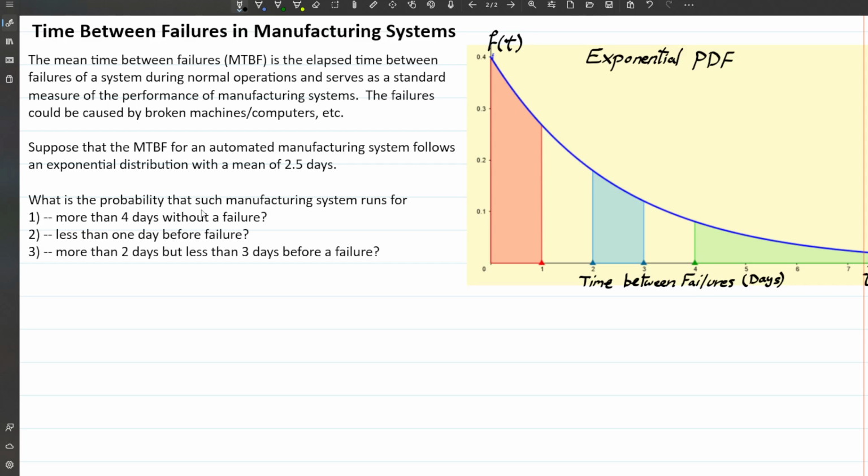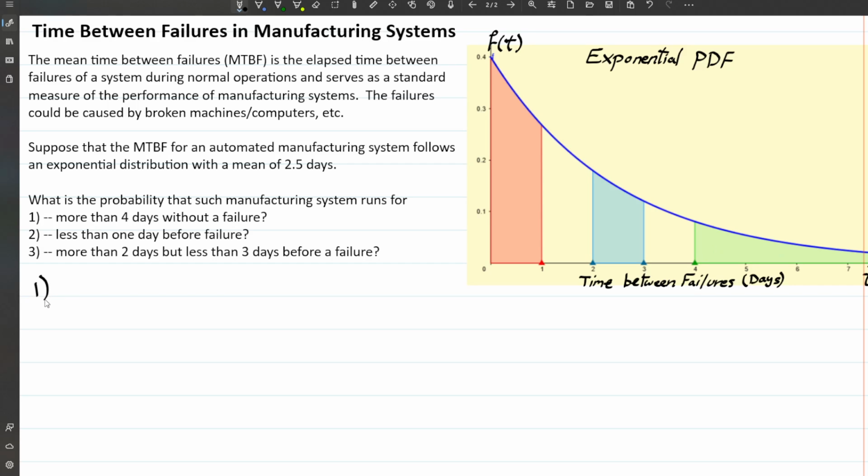What is the probability that such a manufacturing system runs for more than 4 days without a failure, less than 1 day before any failure, more than 2 days but less than 3 days before a failure? So for these 1, 2, 3 questions, question 1 says more than 4 days. The area highlighted in green shade is the probability associated with question 1, which is the area under the exponential PDF curve, again highlighted in green. So we need to calculate that.